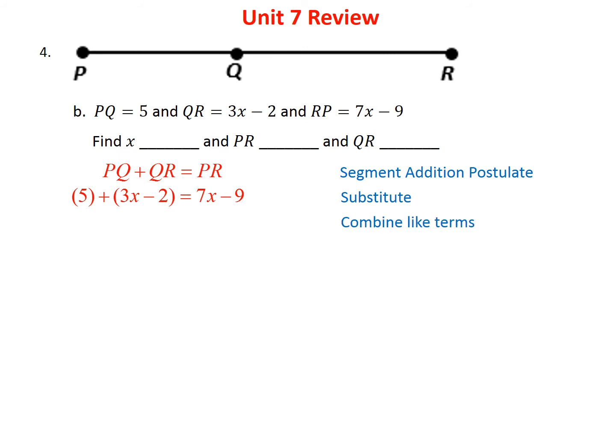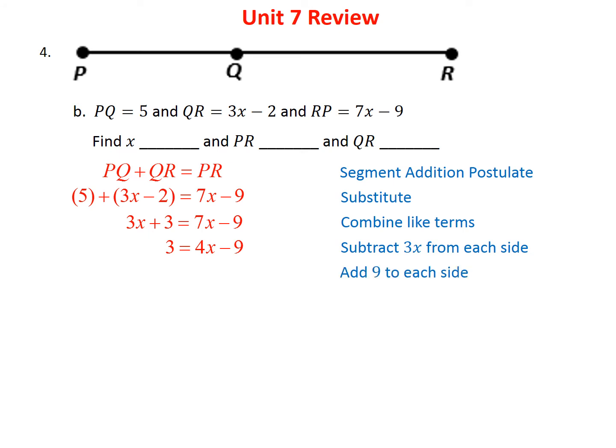So let's start by combining terms. We can only combine terms on the left side. 5 minus 2 is 3, so we have 3x plus 3 equals 7x minus 9. Now to solve any equation, we want to get all the variable on one side and the numbers on the other. So let's get all the x's on the right side. That'll keep them positive. So I'm going to subtract 3x from both sides. It gets rid of it on the left side and gives me 4x on the right side. And now we'll get all the numbers on the left side. So let's undo subtract 9 by adding 9. And we have 12 equals 4x.